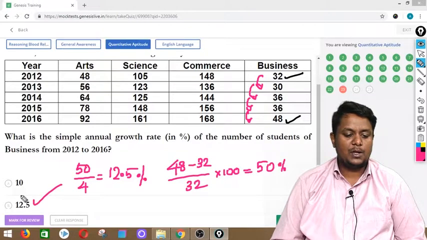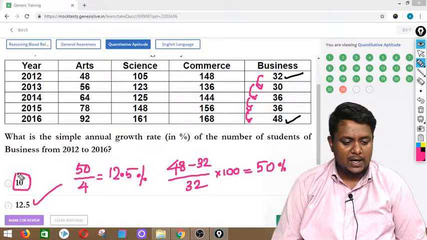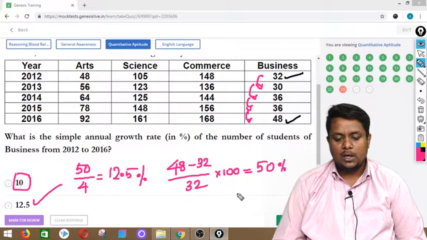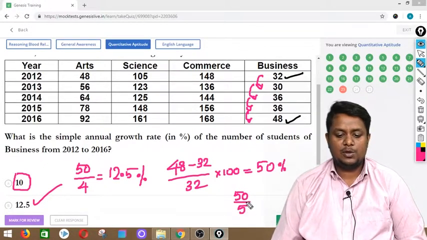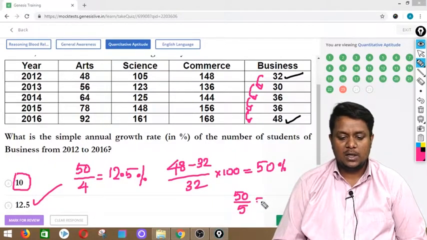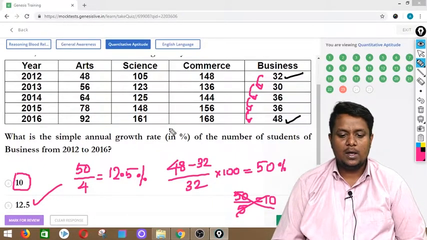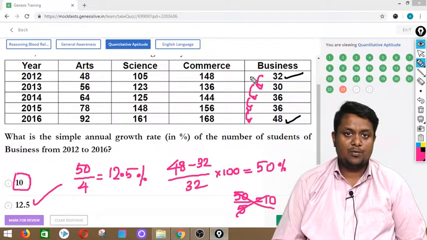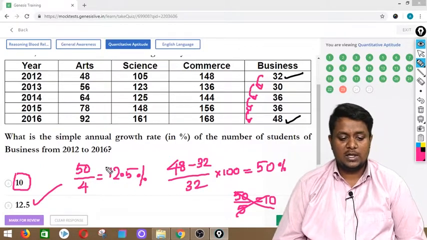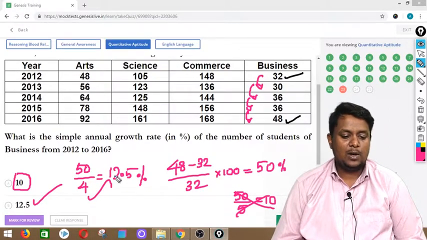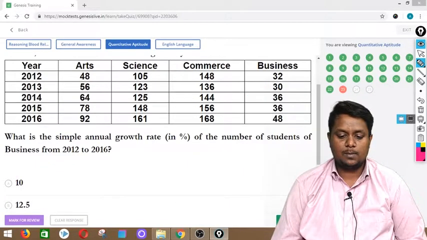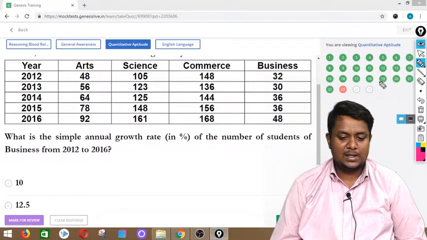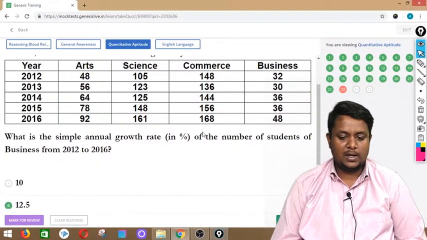So we have to mark option 12.5. If you see, option 10 is given here. Most of the people mark it like this: 50 divided by 5, because 5 years are there, and annual growth should be divided into 5 equal parts. Then they will mark 10. This is the wrong answer. Why? Because there are only 4 growths, not 5. They are not asking about each year, they are asking about growths. So only 4 growths are there. We have to divide it by 4. So we will get 12.5 as the answer. And now let's move on to the next question. So the answer is 12.5. We will mark that.